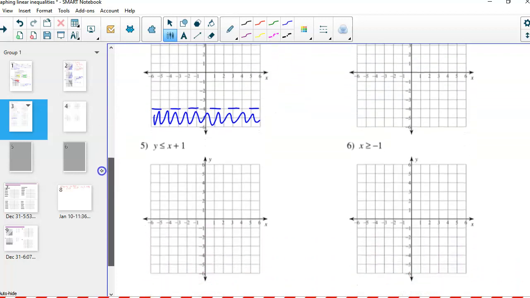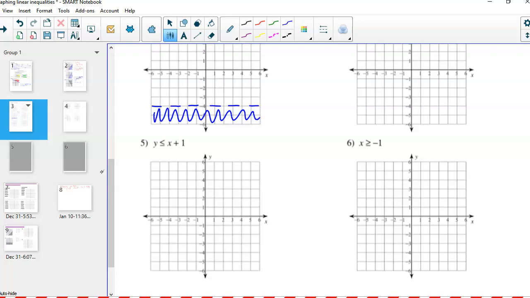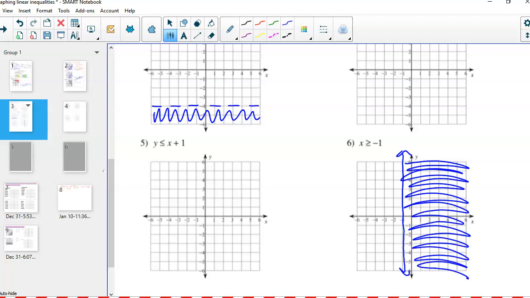Then for 6, would this be a horizontal or a vertical line? Vertical. Would this be a dashed or a solid line? Solid, at -1. Now, your vertical ones are going to give you the most trouble, so I need you to think through this process. X is greater than or equal to -1. Which numbers would be solutions to this? 0, 1, 2, anything positive. So this entire side is going to be shaded. Okay, just keep that in mind.